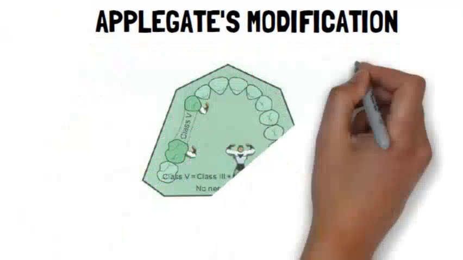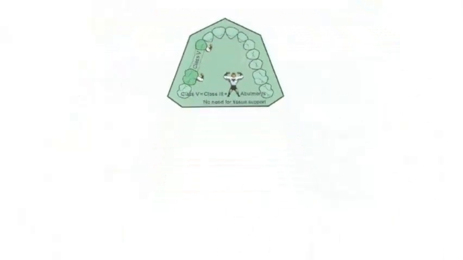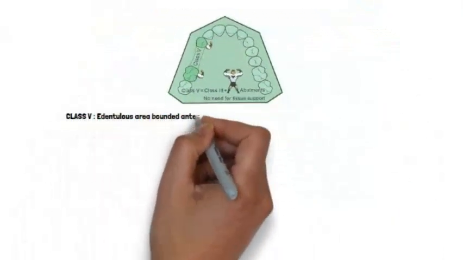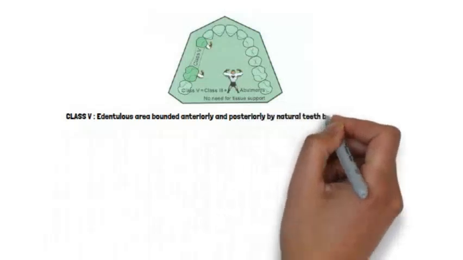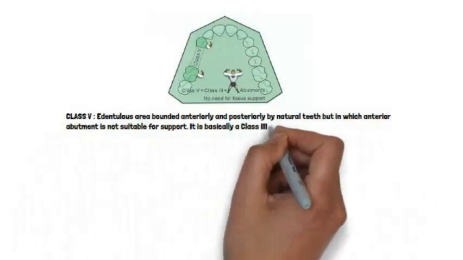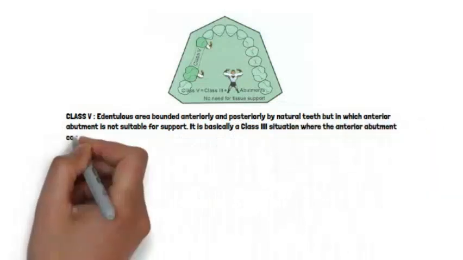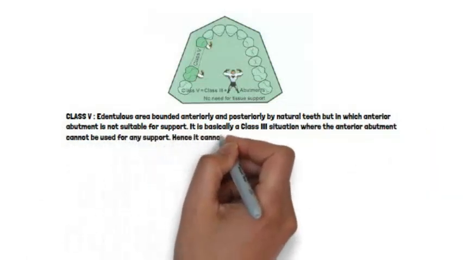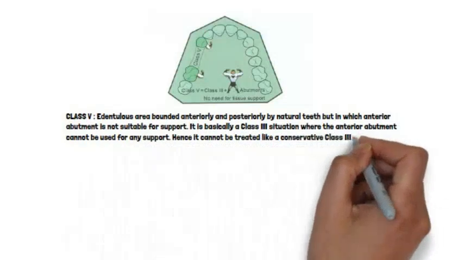Applegate's modifications. Class 5: edentulous area bounded anteriorly and posteriorly by natural teeth, but in which an anterior abutment is not suitable for support. It is basically a class 3 situation where the anterior abutment cannot be used for support. Hence, it cannot be considered a conservative class 3 edentulous space.